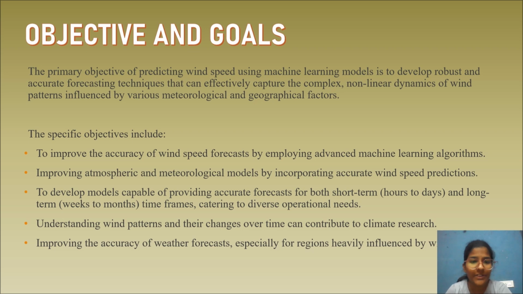The primary objective of our project is to develop robust and accurate forecasting techniques, and to develop models capable of providing accurate forecasts for both short term and long term time frames, catering to diverse operational needs, and understanding wind patterns and their changes over time to contribute to climate research, and also to improve the accuracy of wind speed forecasts by developing advanced machine learning algorithms.